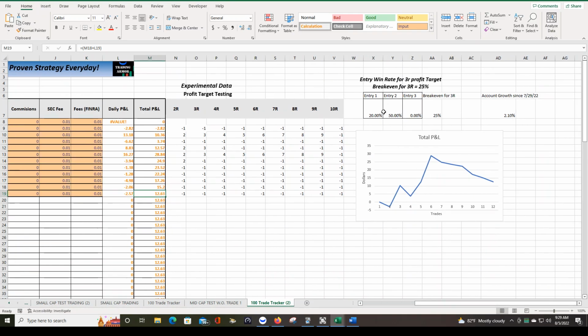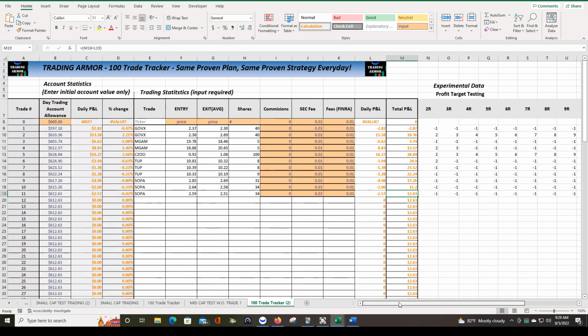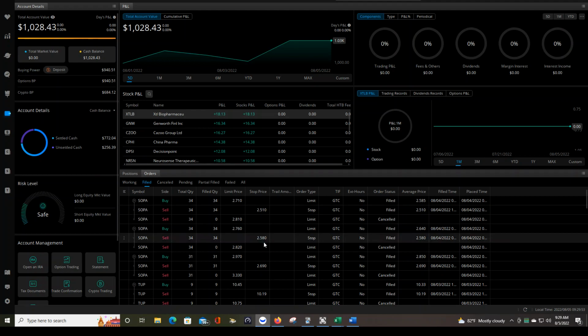We're also tracking the probability of each entry working out. These numbers are kind of meaningless at this point because there's not enough data, and we also have our account growth. Now that's just the portion of my account that I'm using for trading this plan. So I'm using $600, and you can see it's up to $612.63 right now. So that's the basic overview of what we're doing.